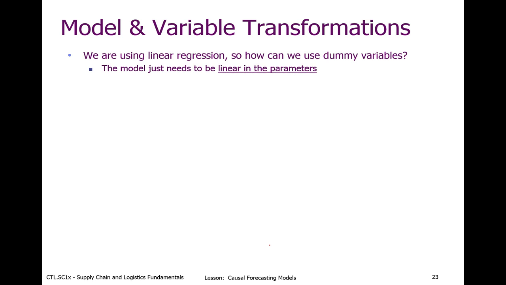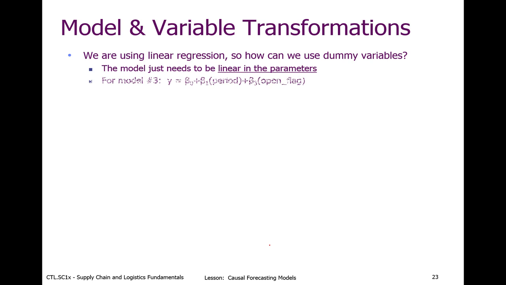So the question you might have, though, for the dummy variables is they don't seem very linear. How can I use this dummy variable, which is binary, 0, 1? It doesn't seem like it's a linear function. And this is a fine point. The model needs to be linear in the parameters.